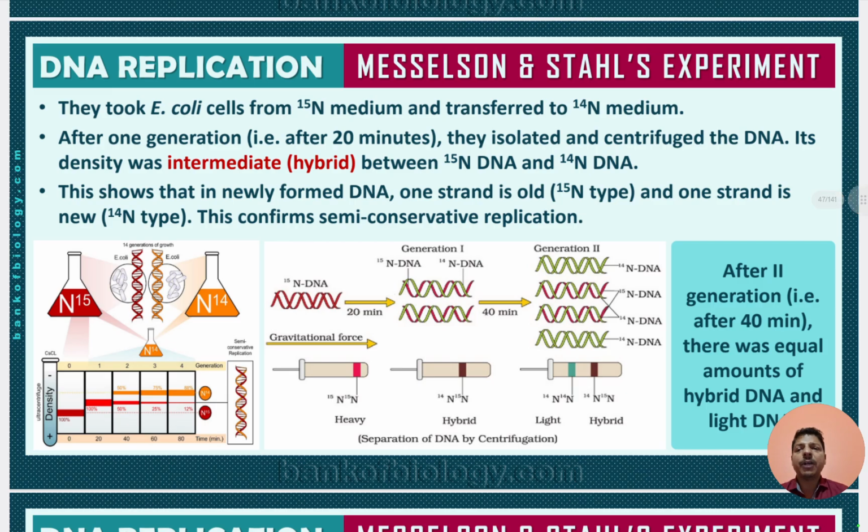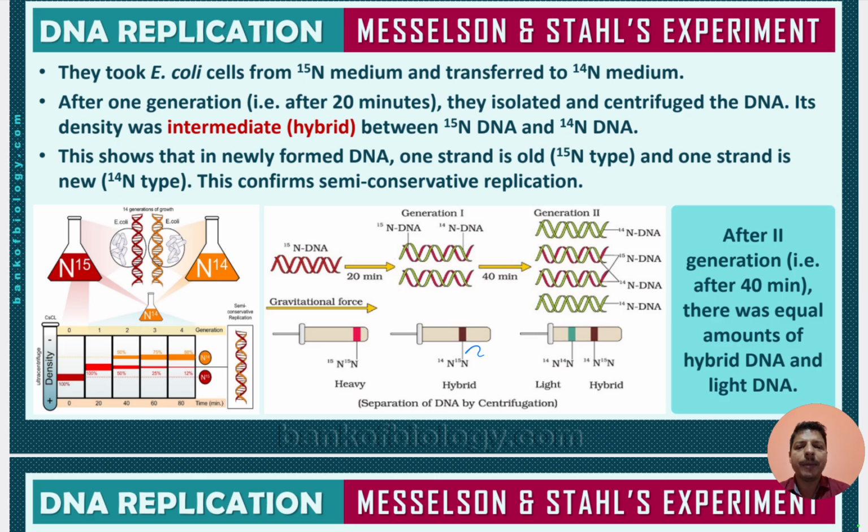Then they took E. coli cells from N15 medium and transferred them to N14 medium. After one generation, that is after 20 minutes, they isolated and centrifuged the DNA. Its density was intermediate or hybrid, that is between N15 DNA and N14 DNA. As you can see, the hybrid one is between N14 and N15. As I told you, N15 is the heavy one and N14 is the lighter one.